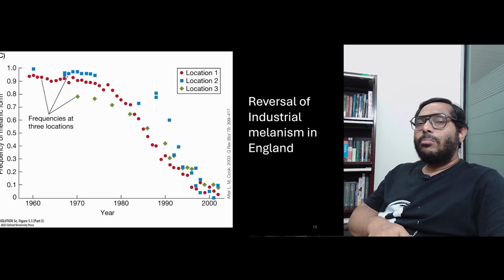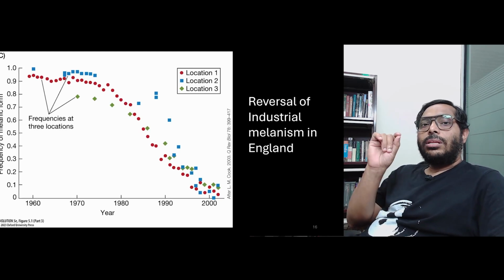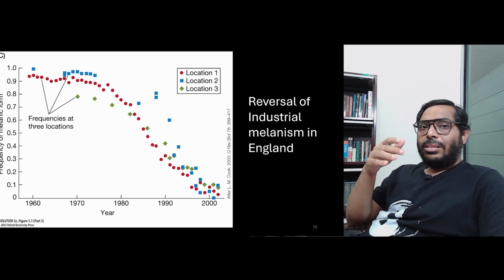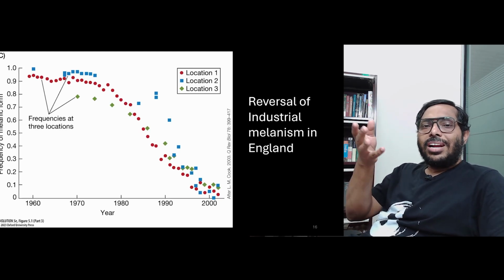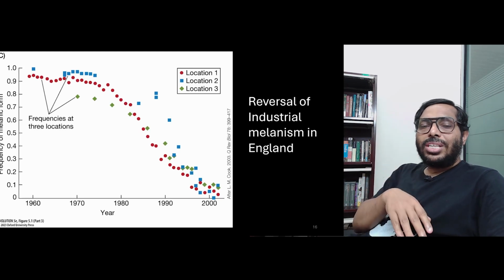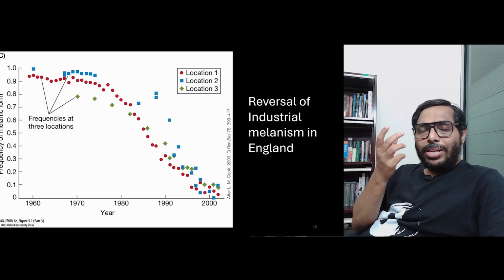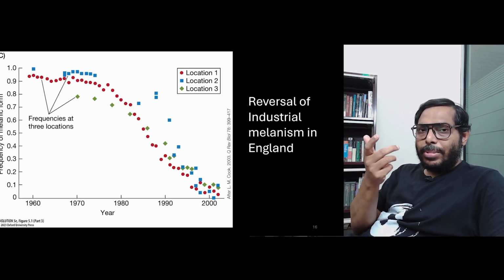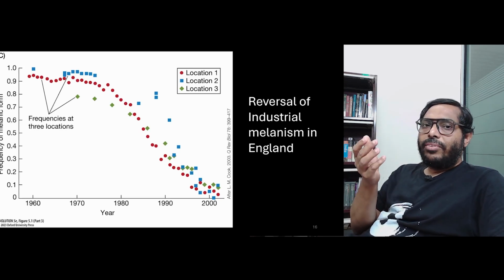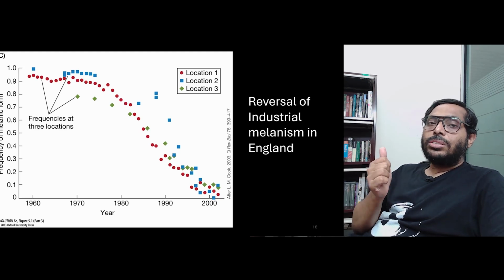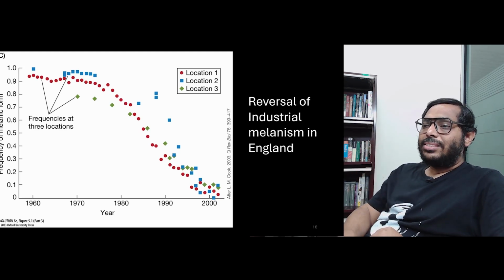Remember when we were talking about industrial melanism, and we said that the moment they introduced pollution control laws, the soot deposition level started going down, and when the soot deposition level started going down, the black forms, the so-called melanic forms of Biston betularia, were no longer being favored and their numbers started decreasing. What I had not shown you is the way it decreased, and that is what I am showing you over here.